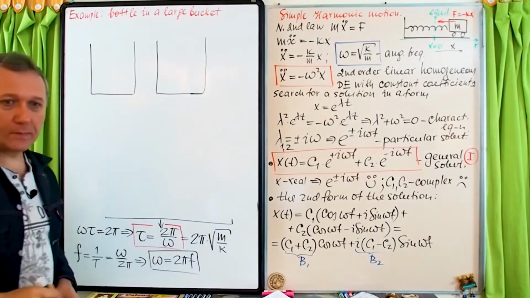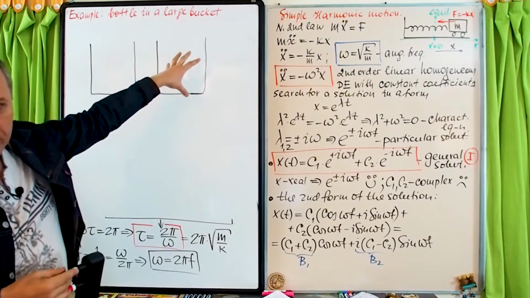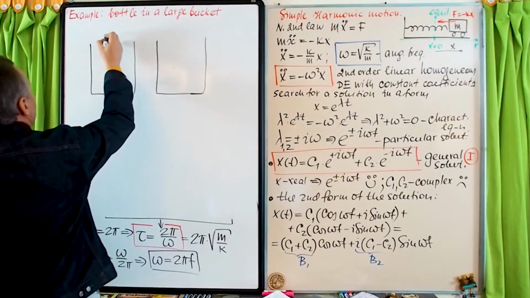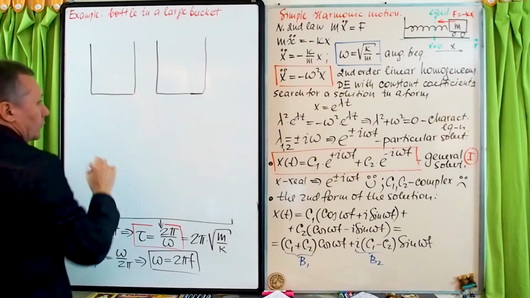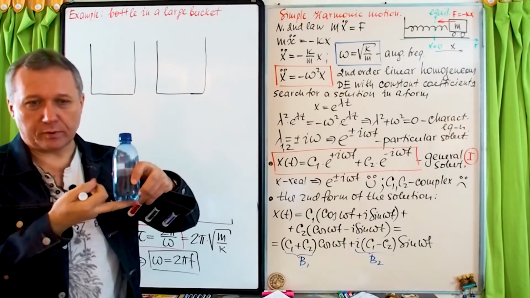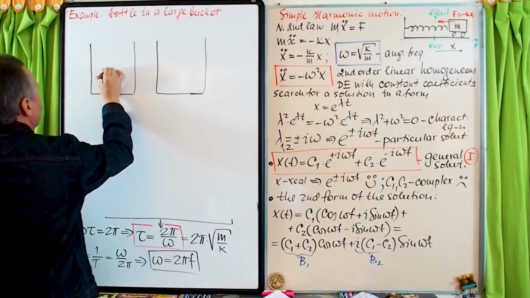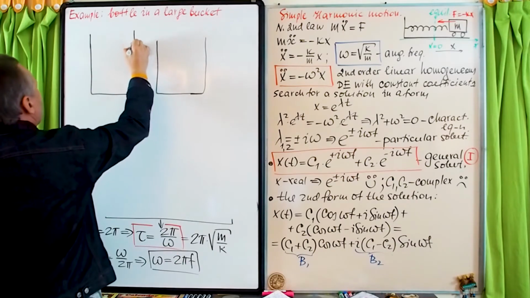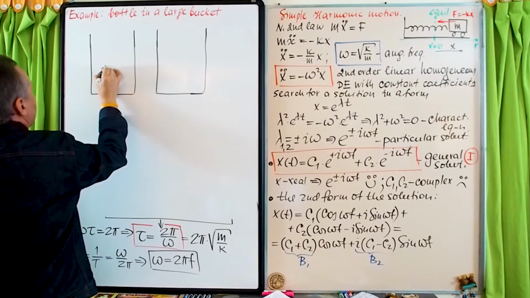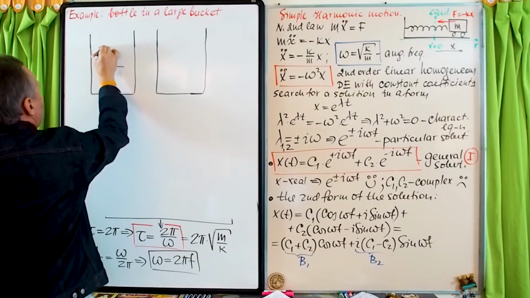Right. Okay. So this is the bottle in equilibrium, and here the bottle will be displaced from the equilibrium. We're going to measure the position of the bottle using the bottom of the bottle. So in equilibrium, the bottom is over here, let's assume. And then the bottle goes up.